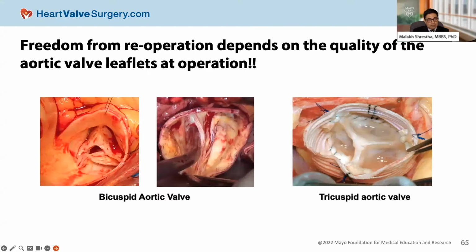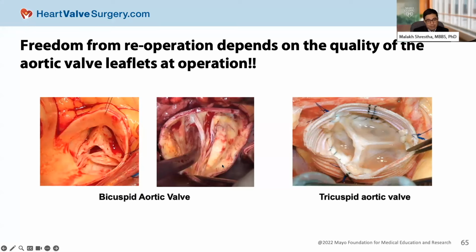Next slide, please. But the important thing is that if we want long-term good results, then on the left side are two bicuspid valve pictures from two patients. On the extreme left, you have a bicuspid valve. There's already some calcification. Even if you repair that valve, it is not going to last 30 years. Whereas the middle picture of the bicuspid valve is going to last forever because the patient does not have any calcification.